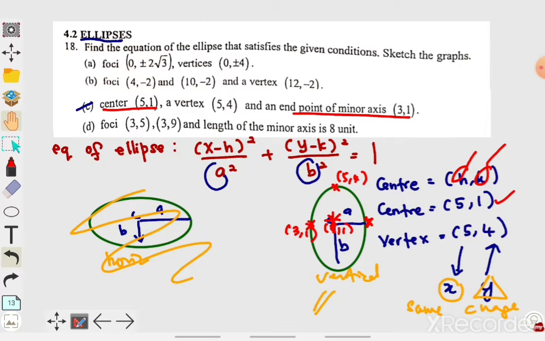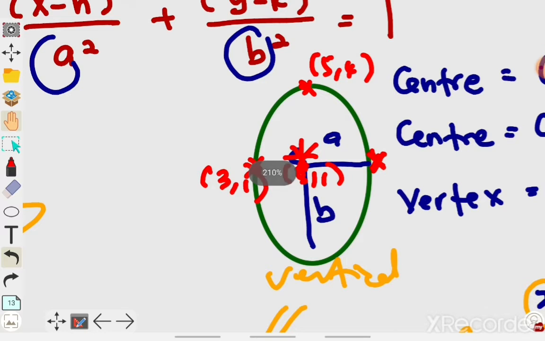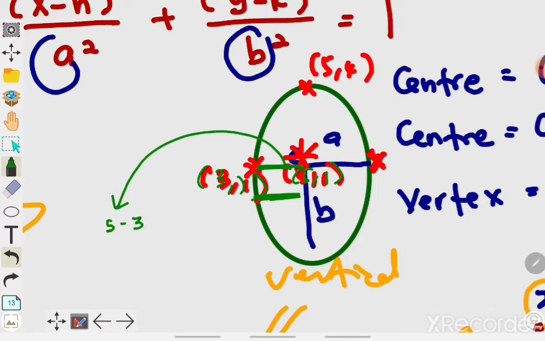Let's move on to this diagram. From this vertical ellipse, this is the distance between two points. What is the point here? It is (5, 1). Next you have (3, 1). So you can simply say the distance here is 5 minus 3, which equals 2. This is the distance A. Now these two points are settled.